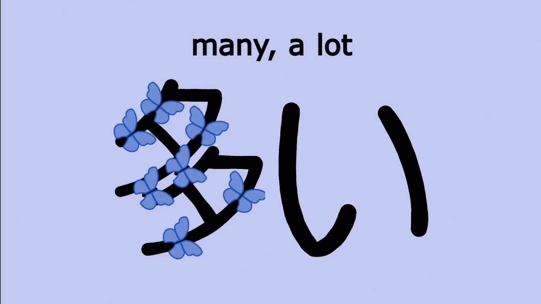On the right side we have the hiragana for E, and on the left side we have the kanji for many. And within this kanji we have a lot of butterflies flying all over the place. Actually, it appears as if the butterflies are about to fly away with our kanji. The pronunciation for many is oi.